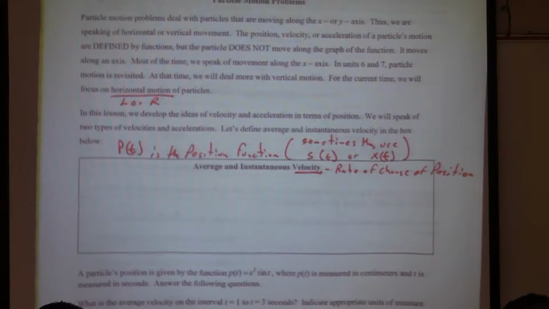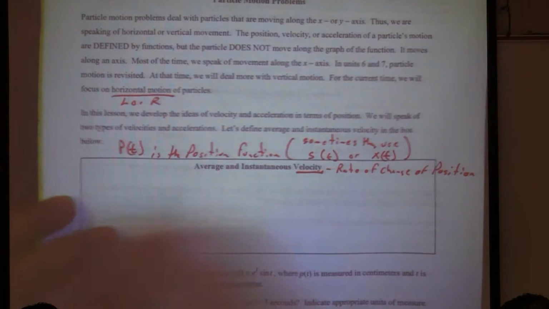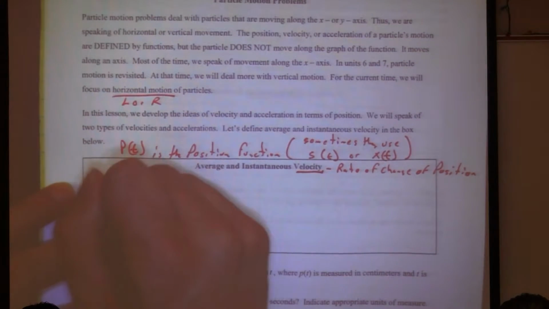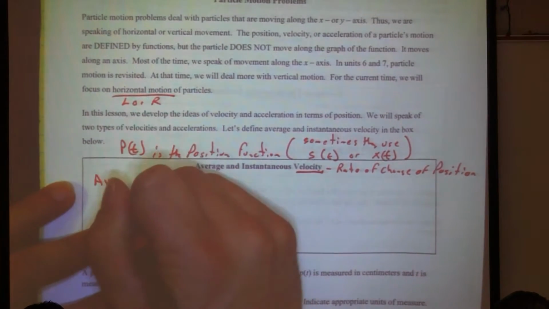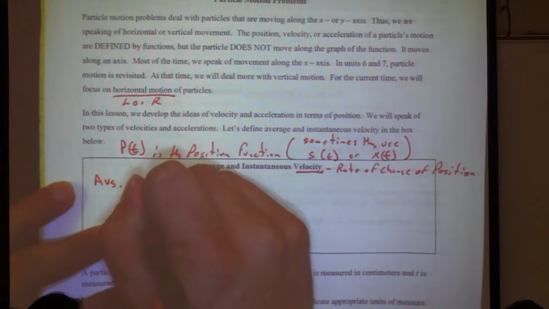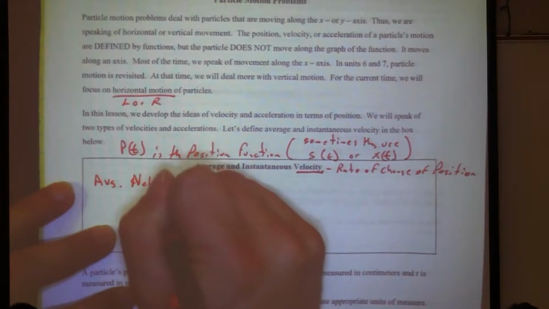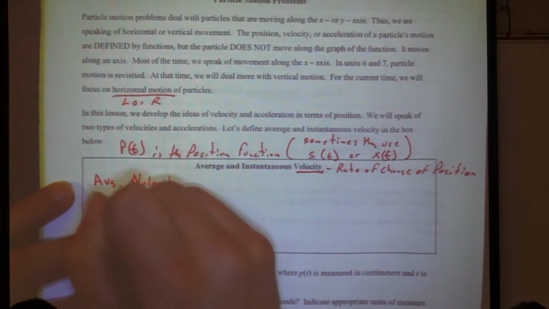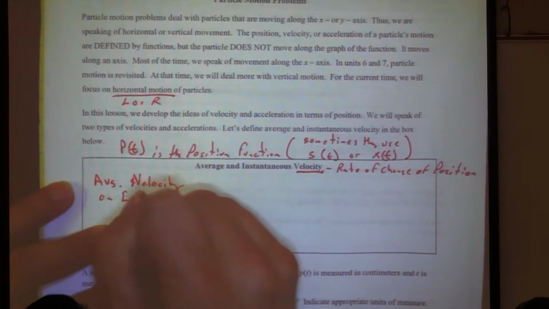Like if I can go 60 miles per hour in 1 hour, how long does it take me to go 2 hours? Alright, so anyways, what do you think the formula would be to find average velocity on the interval A to B?